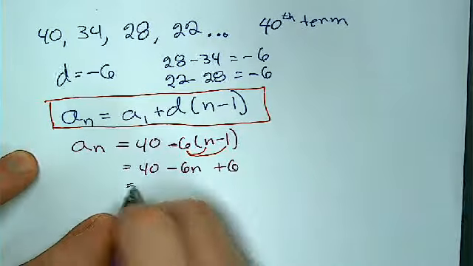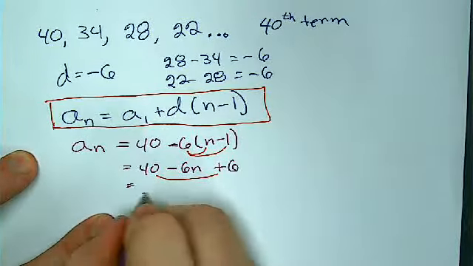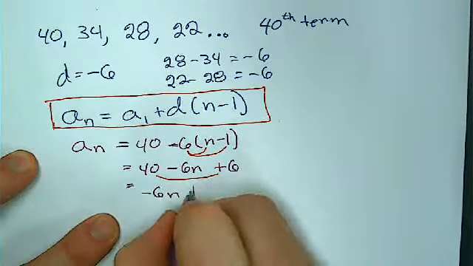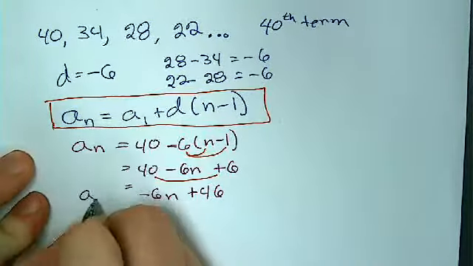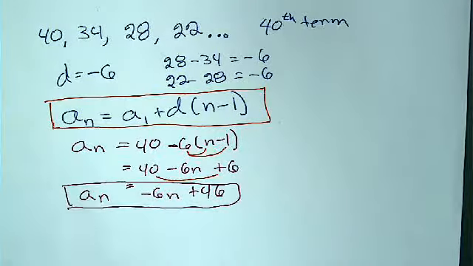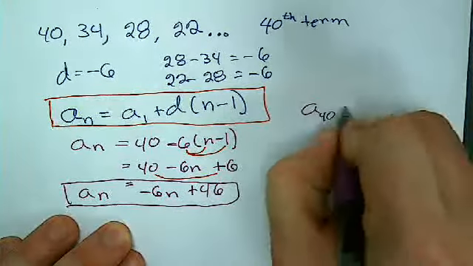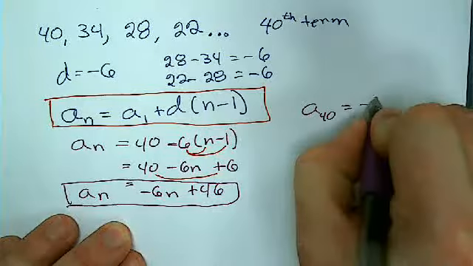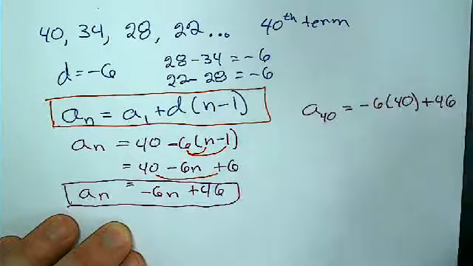And then I can combine like terms. That's these. And that leaves me negative 6n plus 46. That would be the nth term in the sequence. So I can use that to predict any of them. My last step is to go ahead and plug in what I know to get the 40th term. So negative 6 times 40 plus 46.